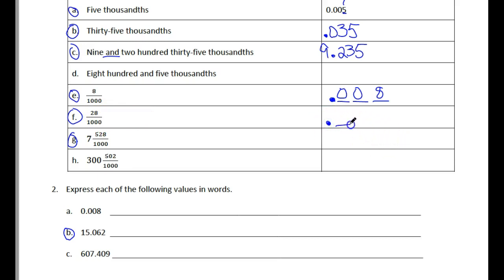So tenths place, hundredths place. 8 is in the thousandths place, but this time it's not just 8 thousandths, it's 28 of them, but no tenths. 28, what place value? Thousandths.